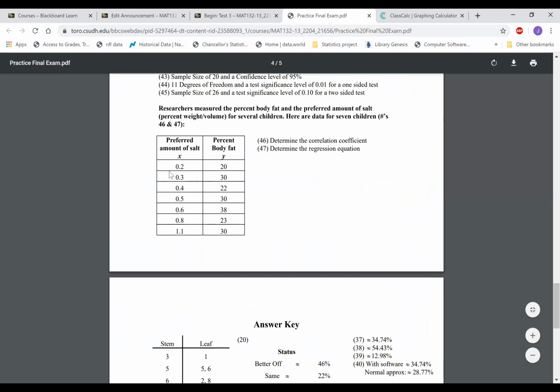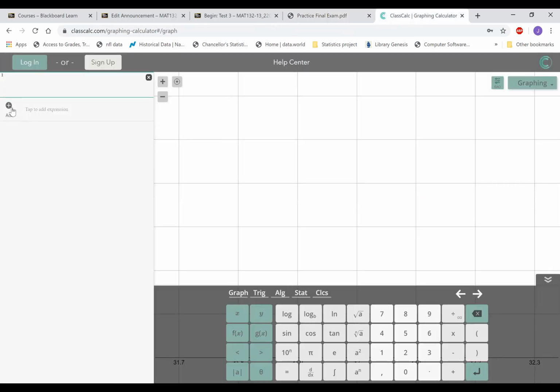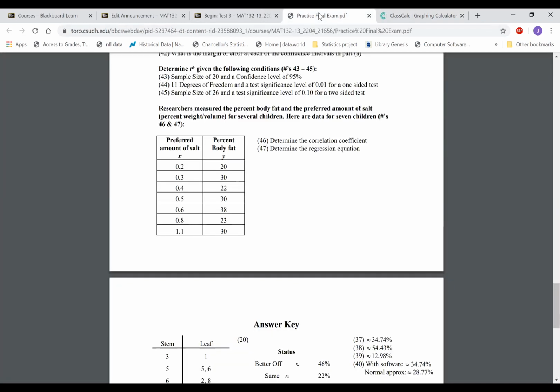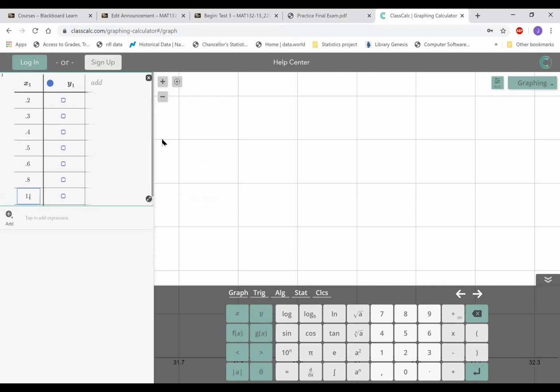First thing you want to do is enter all of your X values. If you hit the plus button and then hit table, this should come out. So I'm going to enter all of my X values: 0.2, 0.3, 0.4, 0.5, 0.6, 0.8, and then 1.1. Right, so those are your X values.